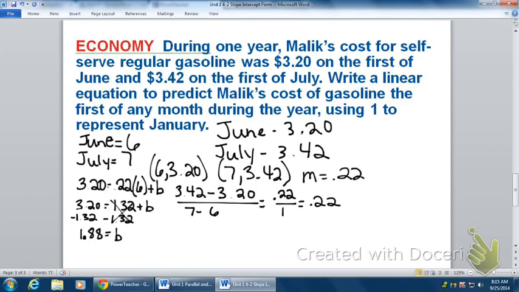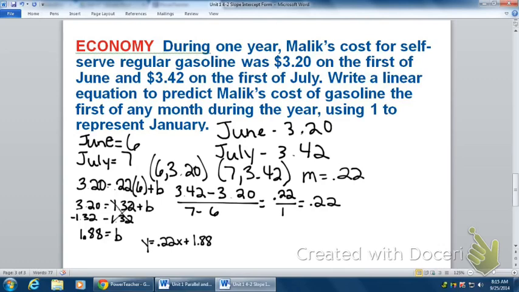Now, we have a slope. We have a y-intercept. We got all the information. Now just put it in slope-intercept form. Put it in the equation. y equals 0.22 times x plus 1.88. So that is our equation.